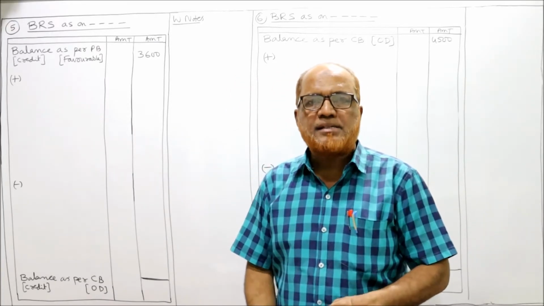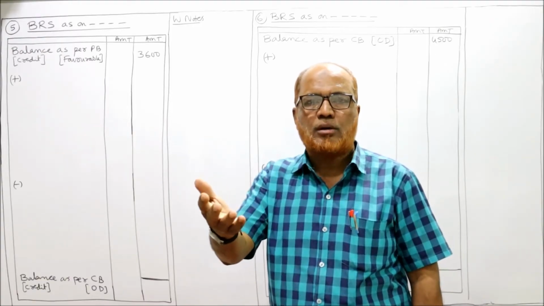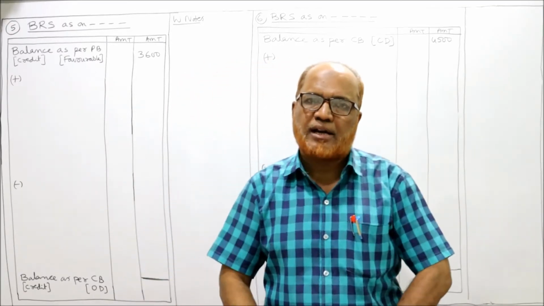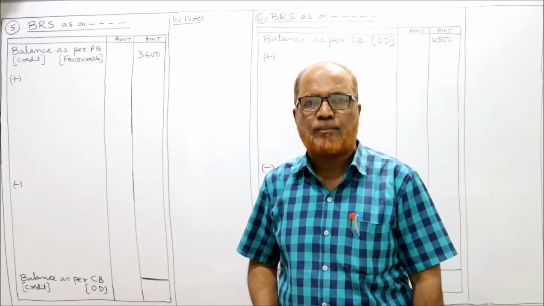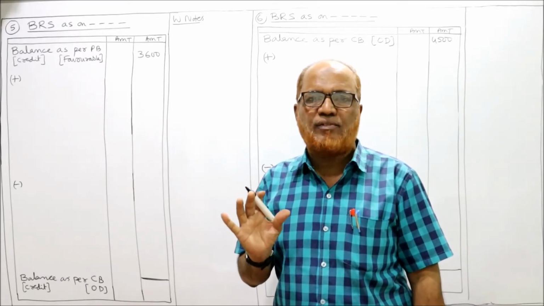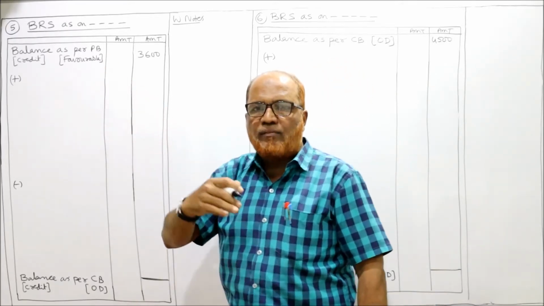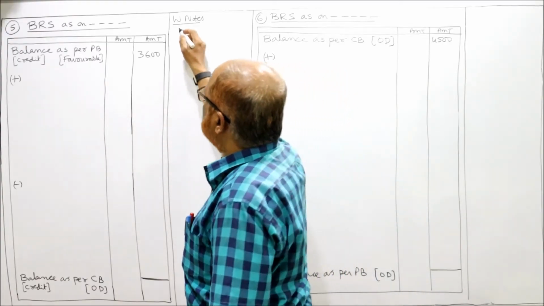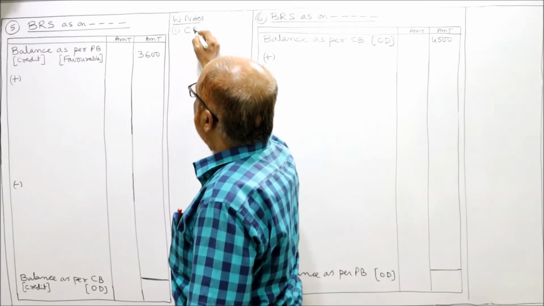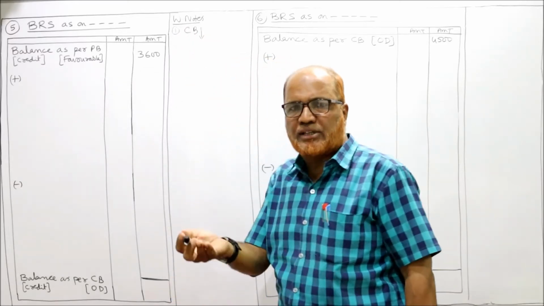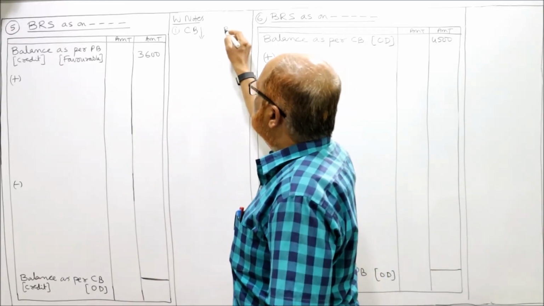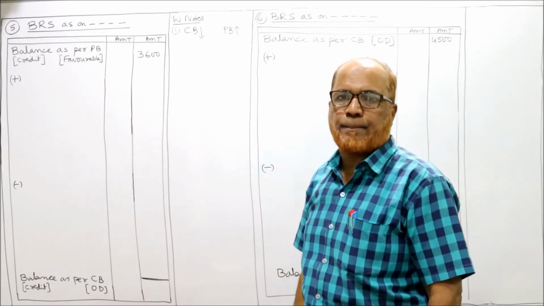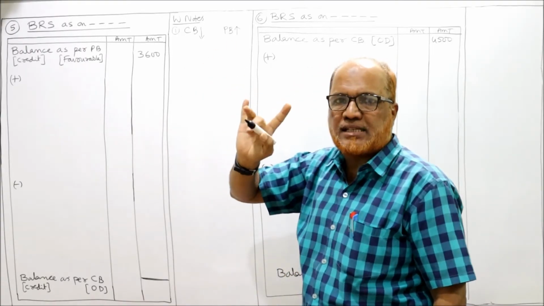Unpresented checks. Unpresented checks means checks issued but not presented for payment. When we issue the check, we record it in the cash book. Imagine we are having a favorable balance. So when we issue the check, we record it in the cash book, and the cash book balance will come down. But the passbook balance still shows more balance because the check is not presented for payment. This is the situation in the first case.